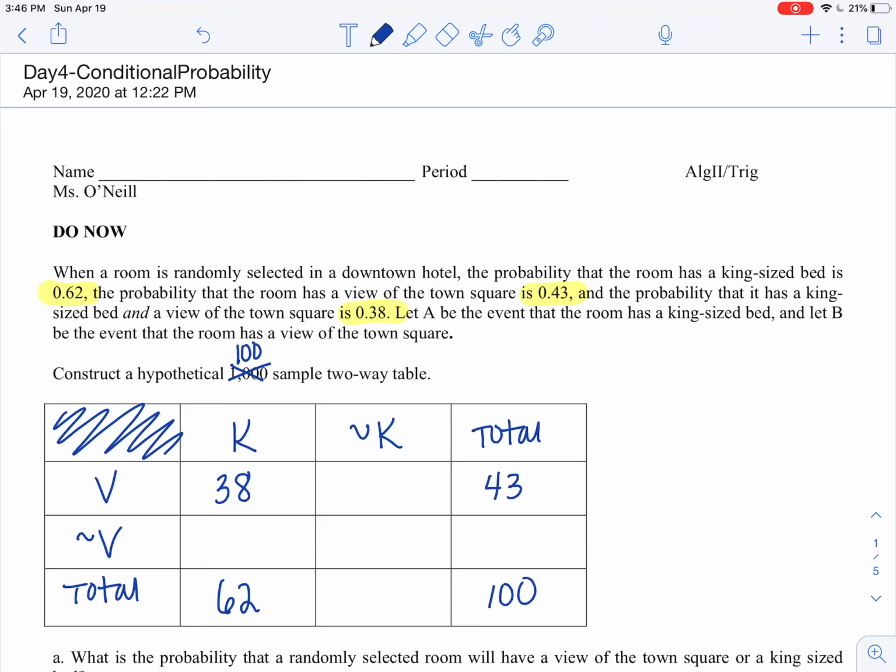Now, like I said before, once you have something in the totals column and something in these middle four boxes, you can just spend the rest of the time adding and subtracting to fill in all the rest of the values. If I think of doing 100 minus 43, I can get 57 for the total without a view. 100 minus 62 would be 38 that don't have a king-size bed. 43 minus 38 would be 5 people who don't have a king-size bed but have a view. That means 33 here, and then finally 24 for that last space. So you just make sure everything adds and subtracts together.